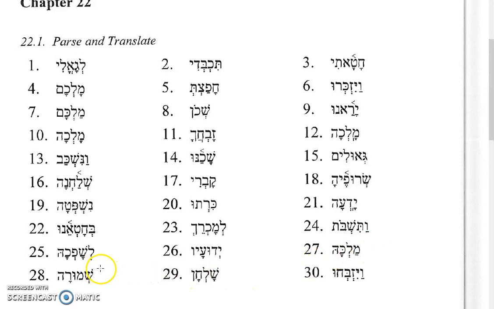Number 25 is le shofkach. That would be preposition la attached to a Qal infinitive construct with a third feminine singular suffix, either to pour her out, or with regard to her pouring out, depending on whether it's subject or object.